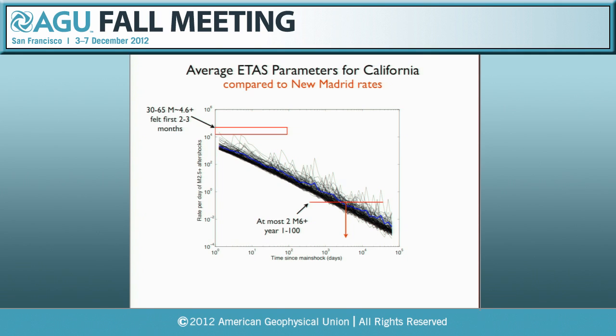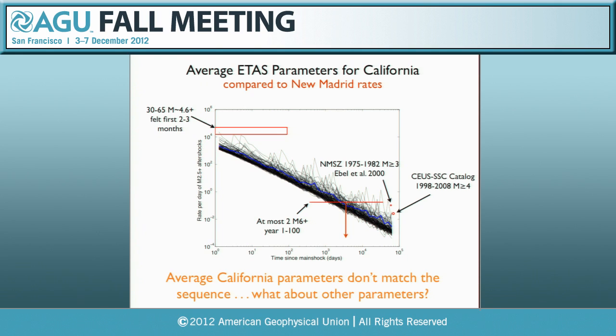So early in the sequence it was very active, with 30 to 65 earthquakes above approximately magnitude 4.6. And again, there were at most 2 magnitude 6 and greater earthquakes after year 1 to 100. And here are 2 current estimates for the more recent rate of seismicity. The main thing to notice here is that the red tends to be higher than the blue. So we can already see we're going to have to do something special. It's unlikely that California parameters are going to match this sequence, which you'll see. It really is more productive early in the sequence. And if you assume that these are aftershocks, it's also more productive than you'd expect with California parameters. So California parameters aren't likely to work.